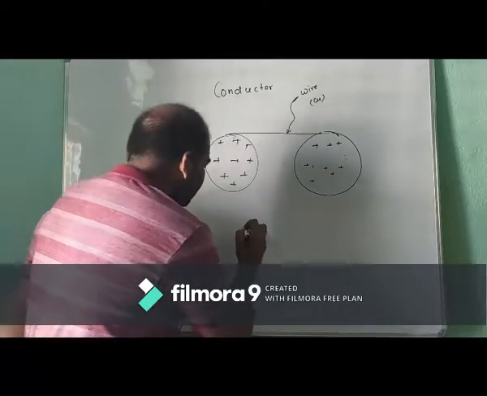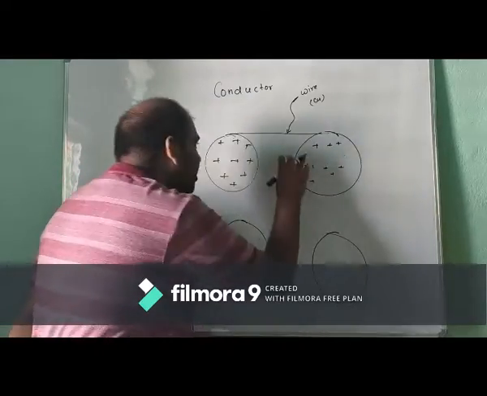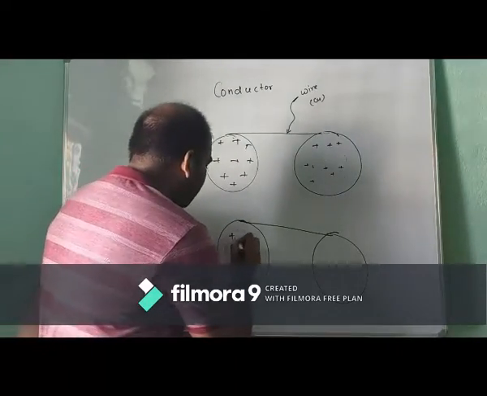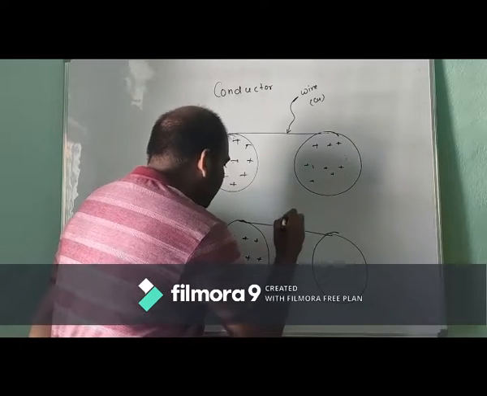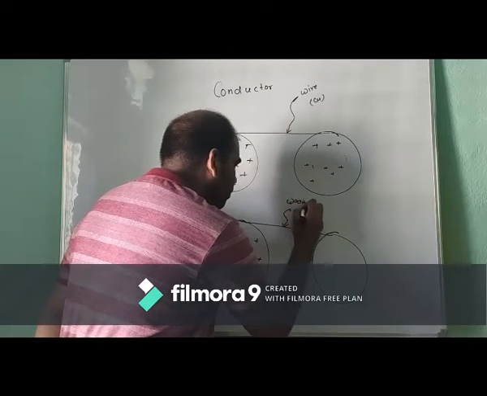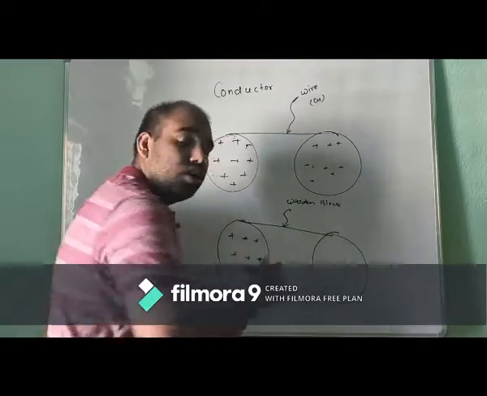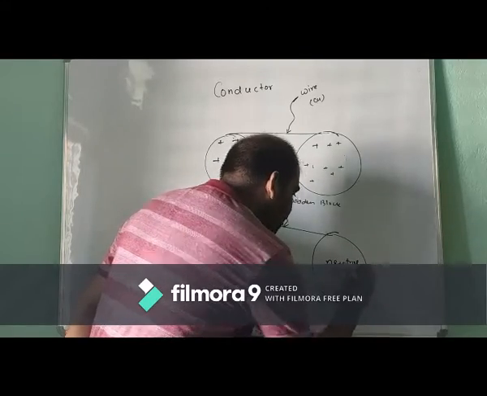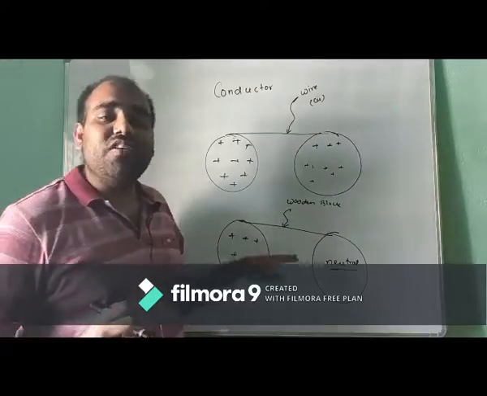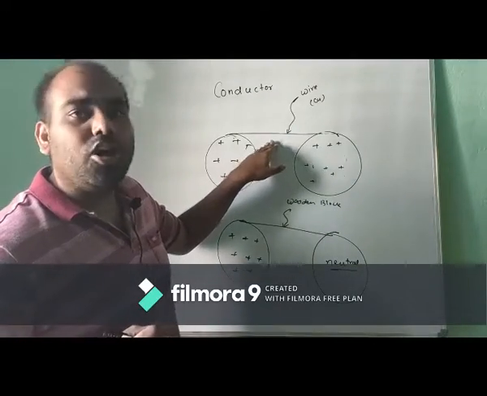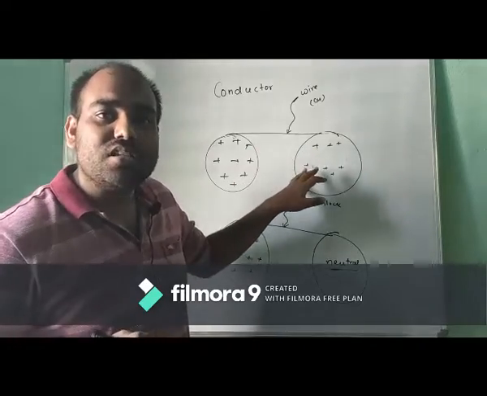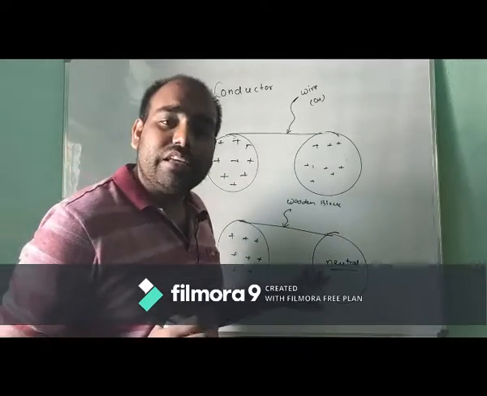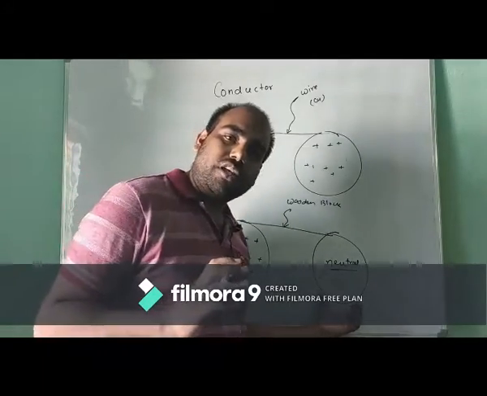Now the same experiment we will do, but instead of this copper wire, I am putting a wooden block here. This is a positively charged body, and now I am putting a wooden block here. What happens on this body? This body is still neutral. What is the difference you are getting here and here? When we put a copper wire, both bodies get charged, while when we put a wooden block, this body doesn't get charged. It is still a neutral body.